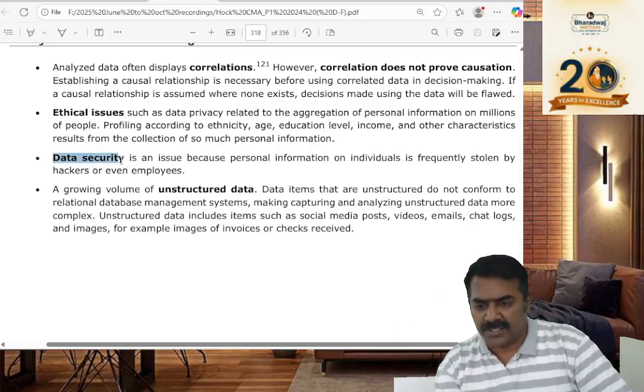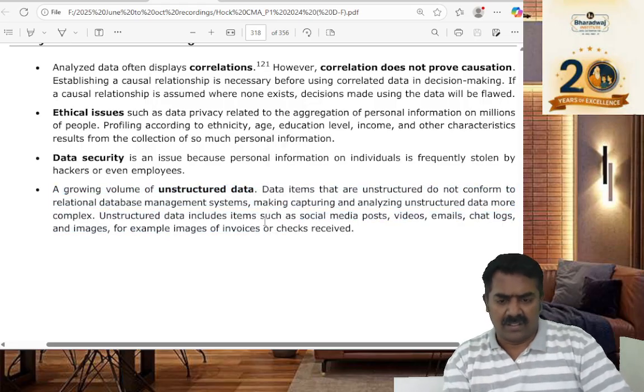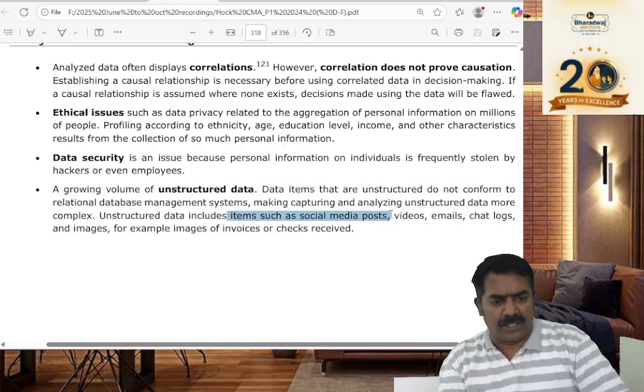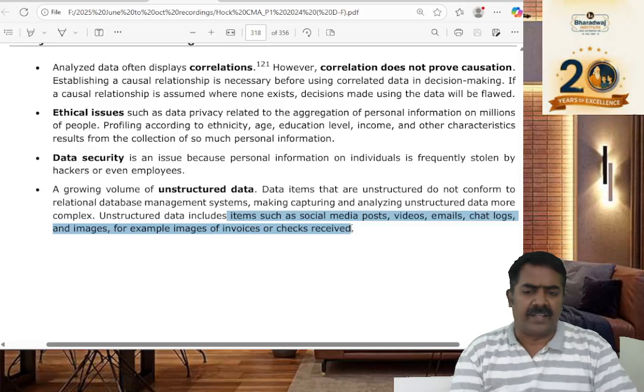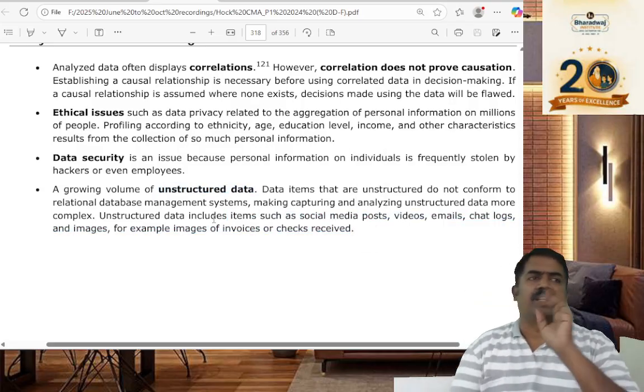Okay, so data security, there is a threat. Then unstructured data keeps on growing. Unstructured data keeps on what? Growing. Because we take from social media posts, videos, emails, chat logs, etc. We are taking, it may totally be unstructured data.